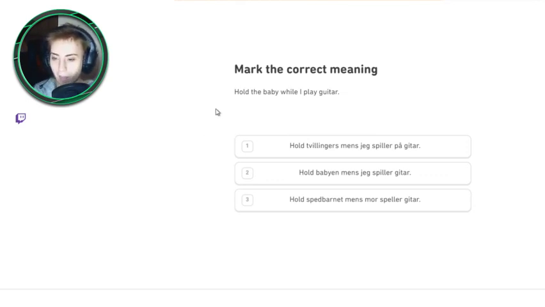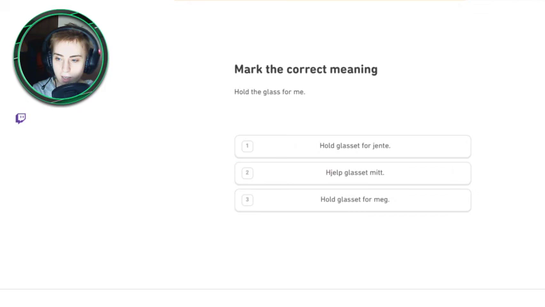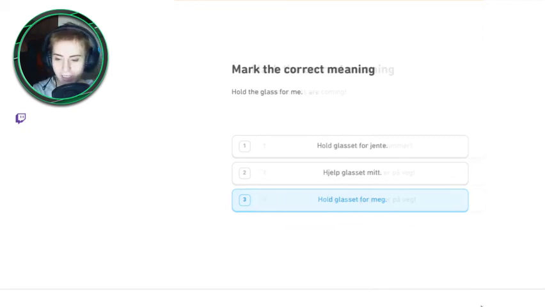Hold the baby while I play guitar. Hold babyen mens jeg spiller guitar. Hold the glass for me. Hold glasset for meg. This is hold the glass for girl. Hold the glass for me.